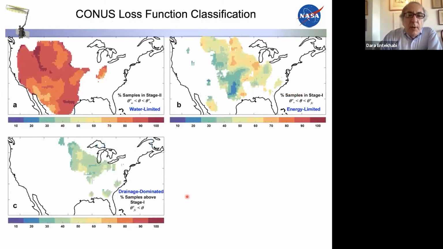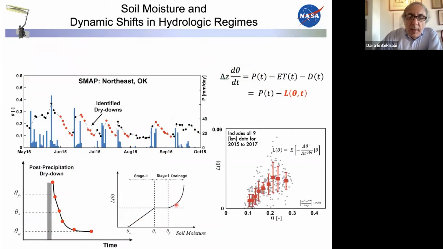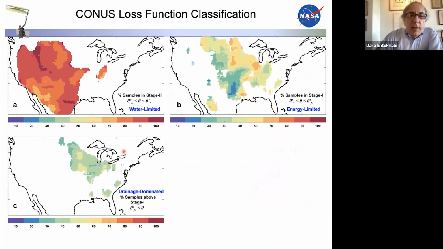And here's an example of doing it over the US, just so that we can focus on things, but there's a wide range of climates and vegetation. So this is how often are we in this regime, in this second stage 1 evaporation regime, or these are 3 different hydrologic regimes during these dry down events. So these are just maps of percentage of time in each of those regimes during the several years of satellite measurements.